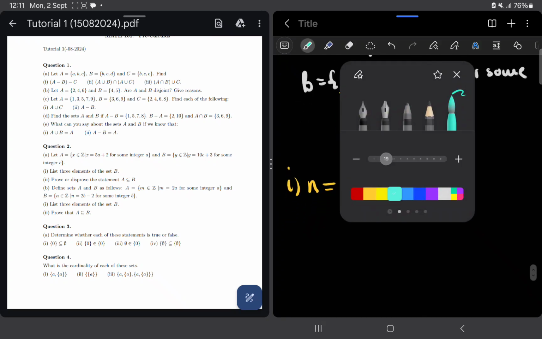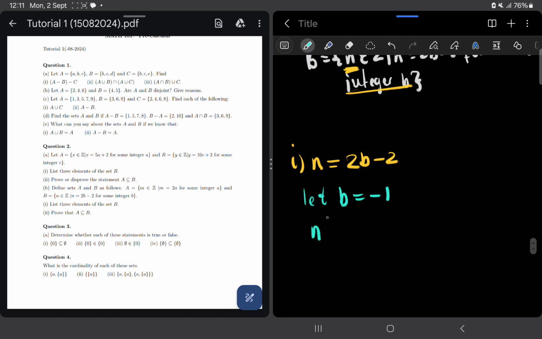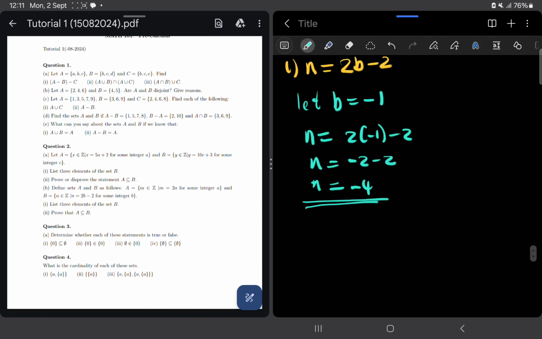So I'll say, choose any integer. I'll say let b be equal to minus 1. That's an integer, right? N will be equal to 2 times minus 1 minus 2, which is minus 2, then minus 2. You can punch it in the calculator at this stage because you should never make a mistake on this. This would give you negative 4. Don't make a mistake here, please.